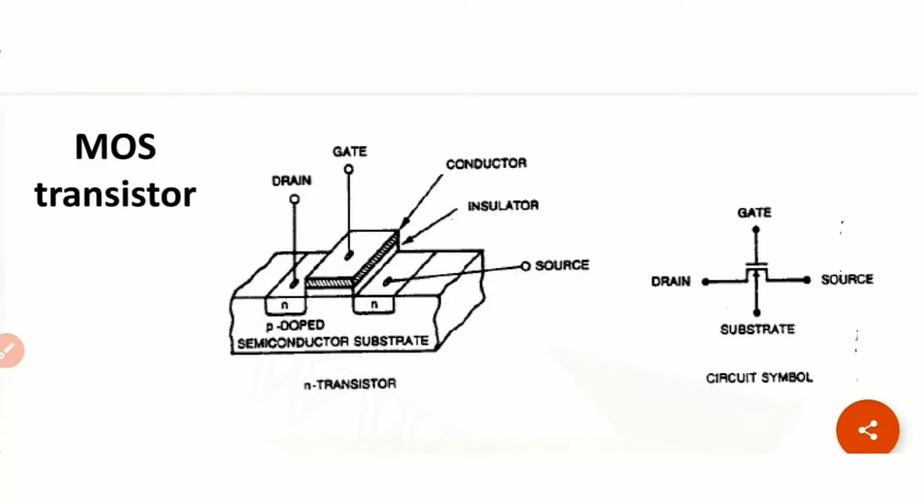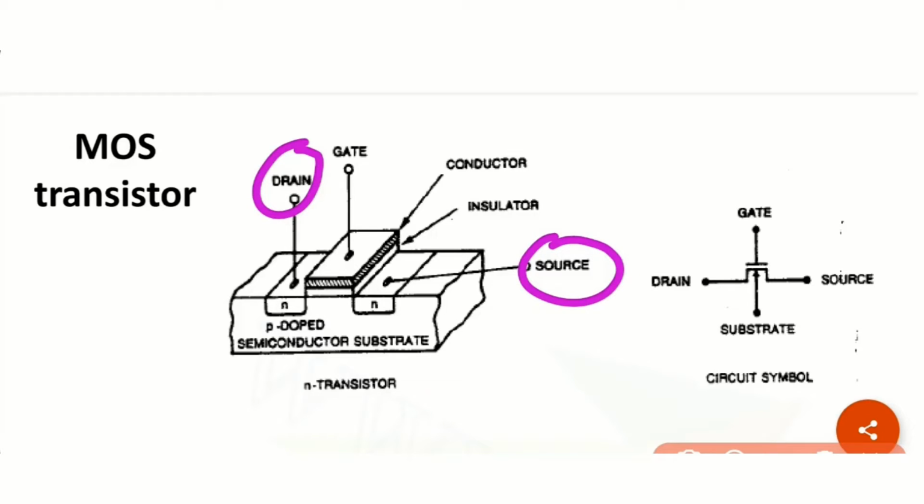So this is the basic structure of your MOS transistor. The NMOS devices are formed in a P-type substrate of moderate doping level. Okay, this is one thing you have to keep in mind. Then the source and the drain. Here are the source and drain.